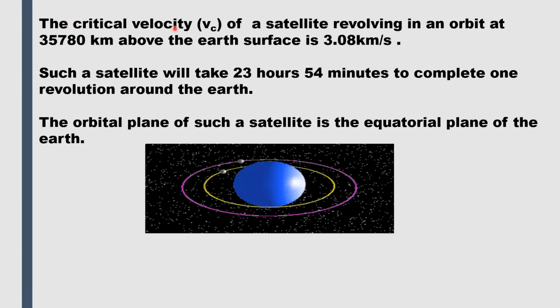The critical velocity Vc of a satellite revolving in an orbit at a height of 35,780 kilometers above the Earth's surface is 3.08 kilometers per second. Also, such a satellite takes 23 hours and 54 minutes to complete one revolution around the Earth. Also, you will find that the orbital plane of the satellite is the equatorial plane of the Earth.